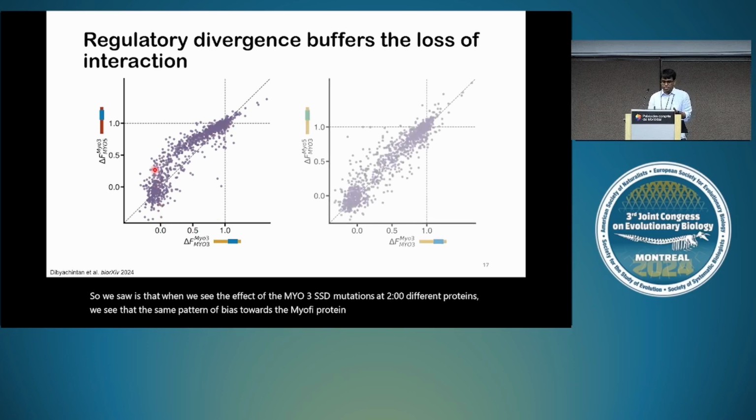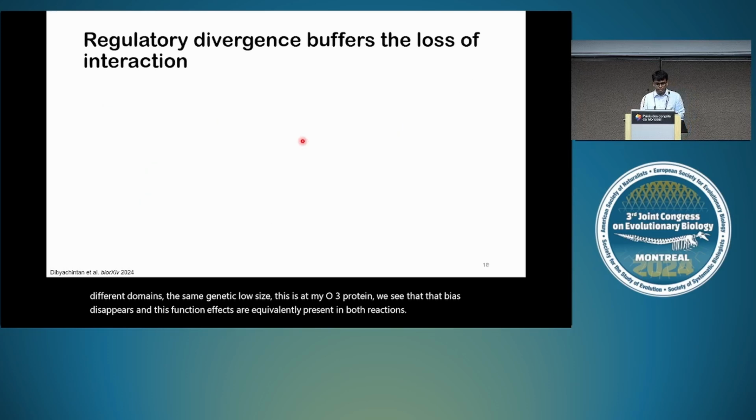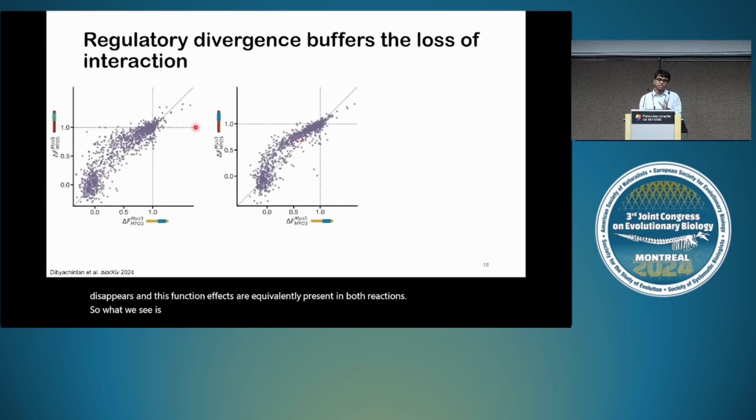But when we test the two different domains at the same genetic locus, this is at the myo3 protein, we see that the bias disappears and these functional effects are equivalently present in both directions. So what we see here is that the regulatory divergence between these two duplicates contributes to a buffering of the loss of interaction for the higher expressed duplicate compared to the lower expressed one.